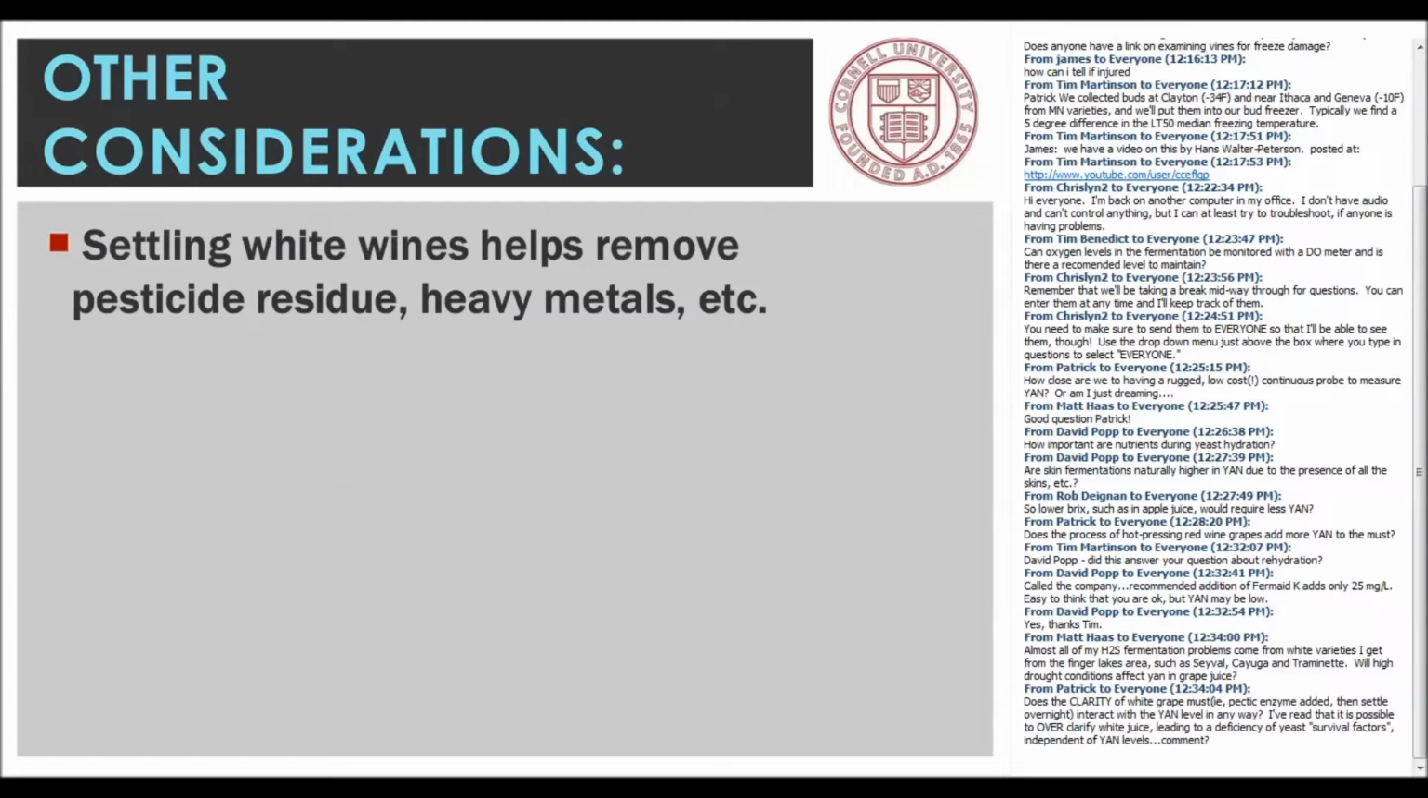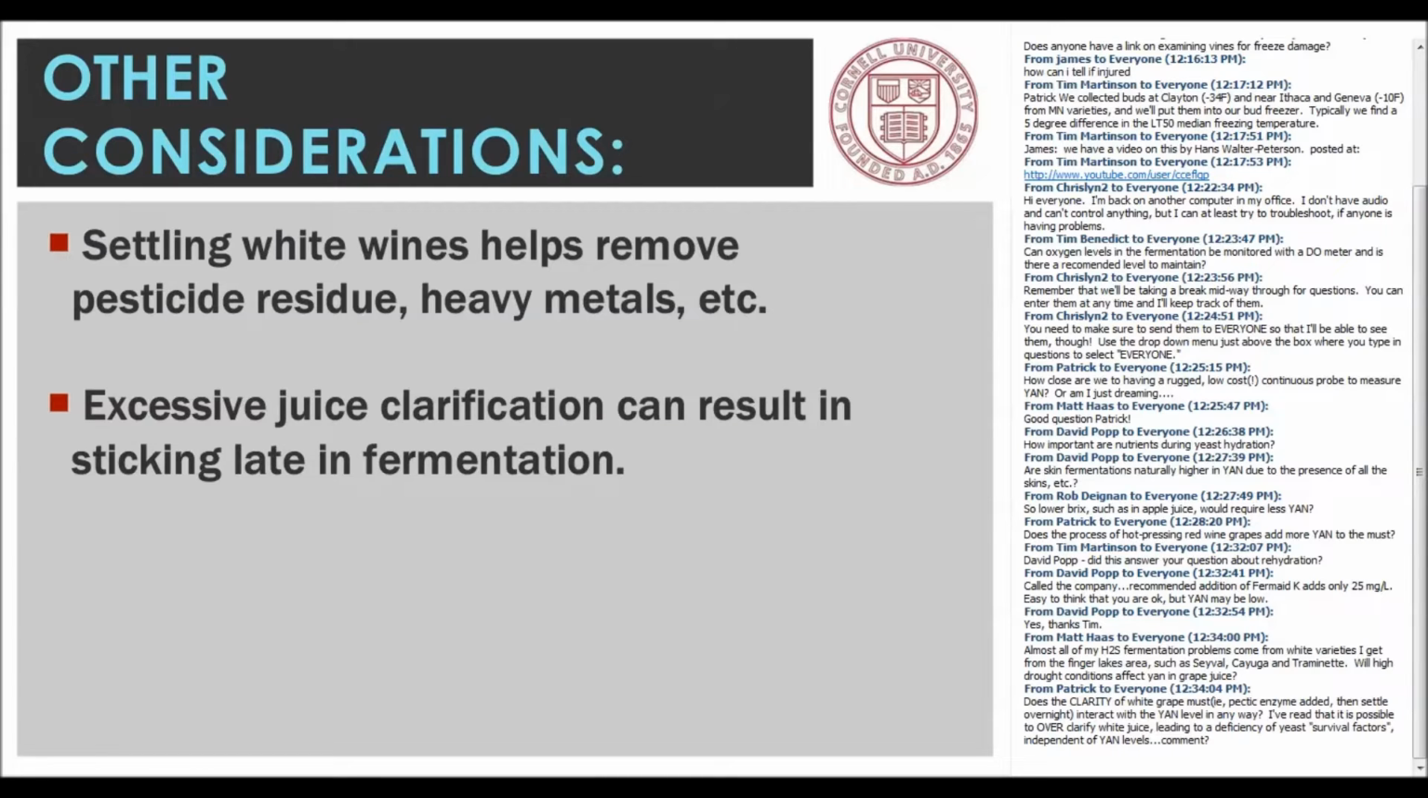Some other things to consider. If you are making a light wine, therefore no skin contact time, doing a 24-hour juice settle so that you get the gross lees out really helps pull out some of the things that can inhibit your yeast, like pesticide residues and heavy metals. These things can cause stuck and sluggish fermentation that aren't related to fermentation or nitrogen issues.